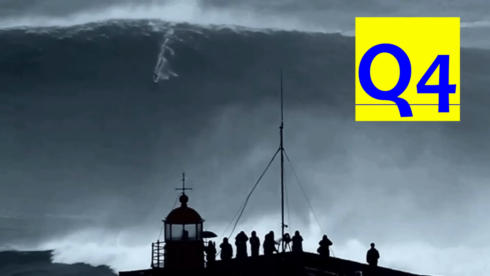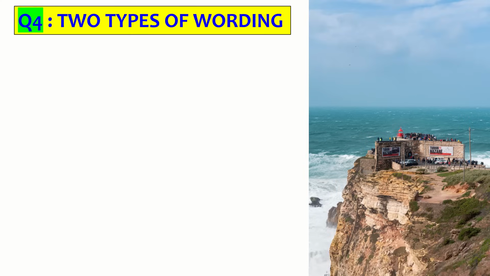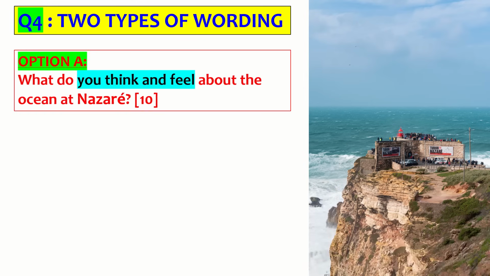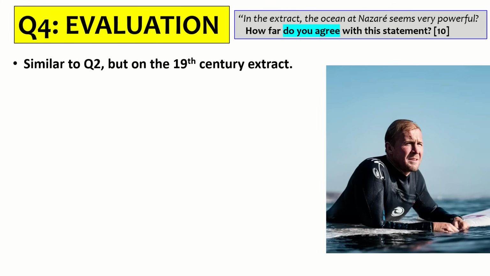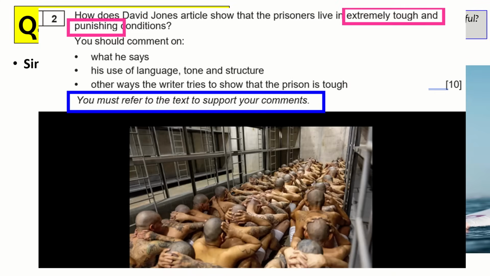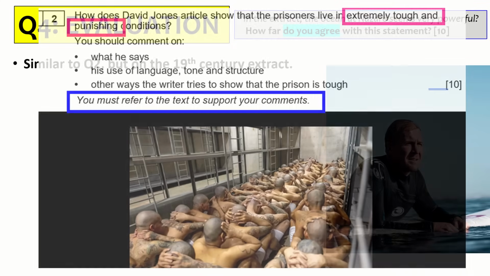Okay, question 4 is the same as question 2 really, but it's just on the other extract. You might have to agree. And there's 2 types of wording you'll get for question 4. It will either be what do you think and feel about something, or the one we're going to look at in the extract: the ocean at Nazaré seems very powerful. How far do you agree? The example will pick something where you should agree. Like I said, similar to question 2, but it's on the 19th century extract now. So same as that one, but it's on the 4.